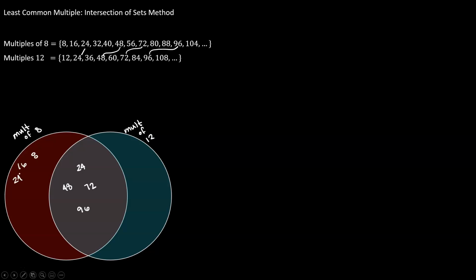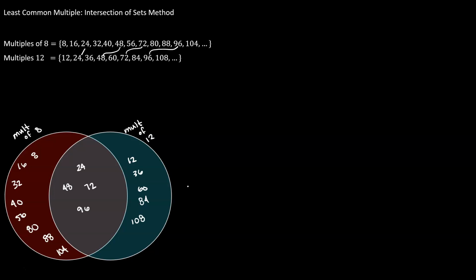Oops, I almost wrote, well, I did write 24 over here, but it doesn't belong there because it's already in the intersection. So I'll skip 24, put 32, 40, 56, 80, 88, 104. And then for the blue, I have 12, skip 24, it's already in the intersection, 36, 60, 72. Oh, nope, 72 is already in the intersection as well. So I skip that one, put 84, 108.